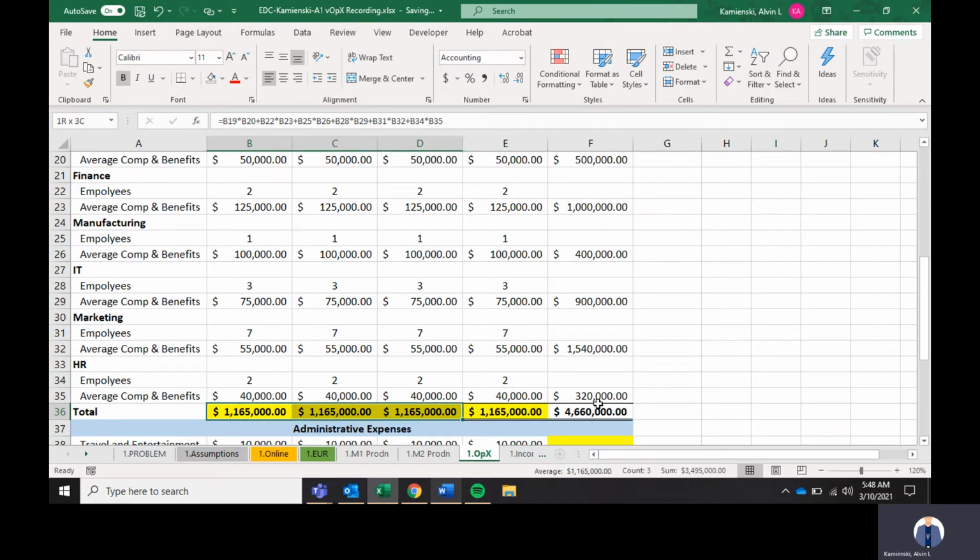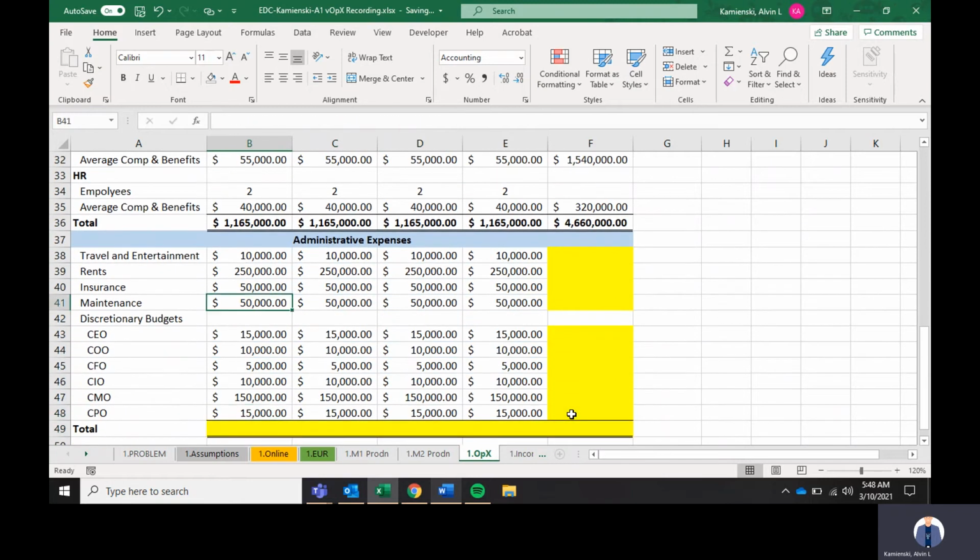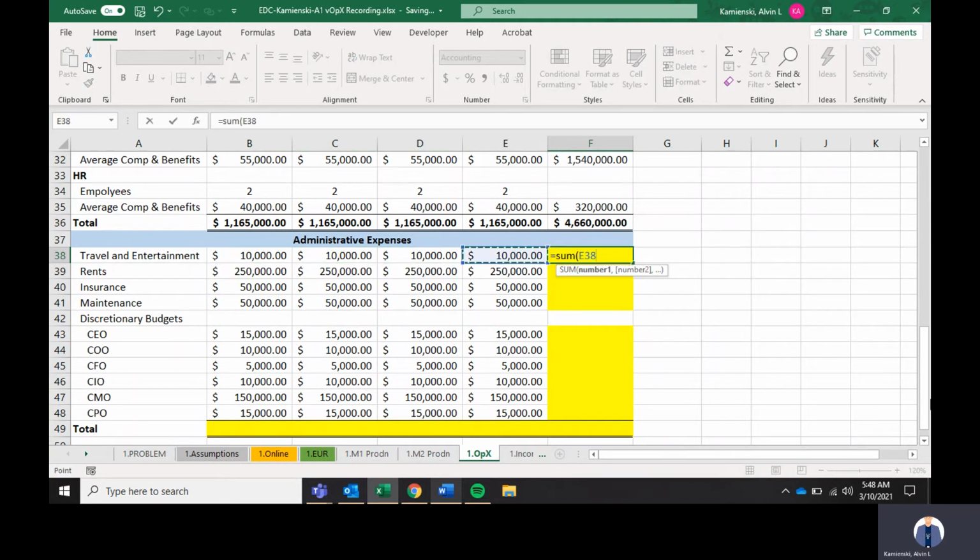And if we did this right, this 1165 number should average to itself, and then 4,660 is absolutely my annual total cost of the departments. Okay, this part down here should be nice and simple because we've asked our finance person to build us a budget that just says, how much will I pay each quarter for travel and entertainment? So on an annual basis, that looks like 40.